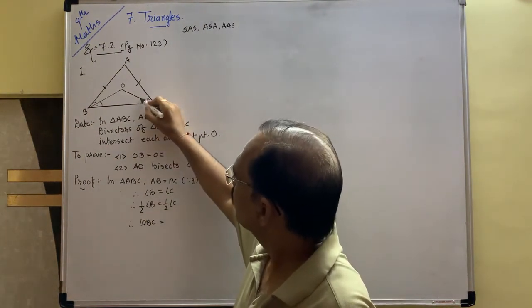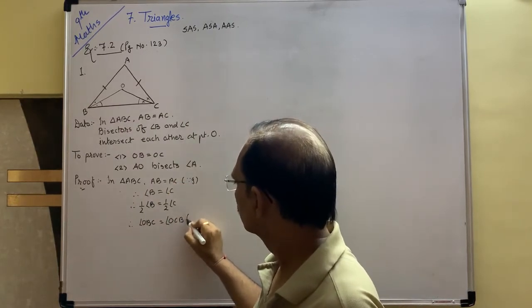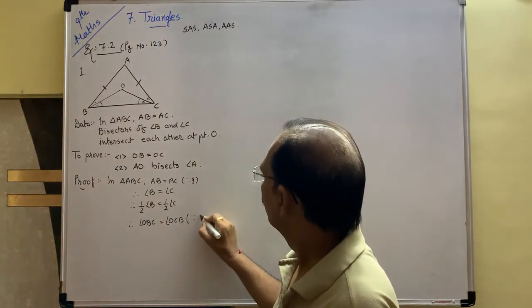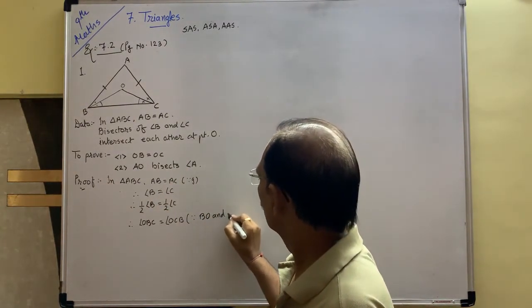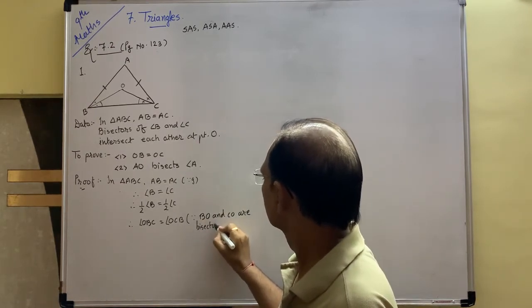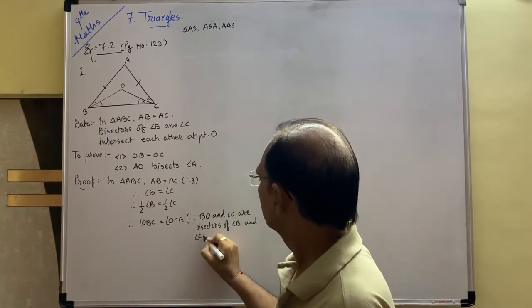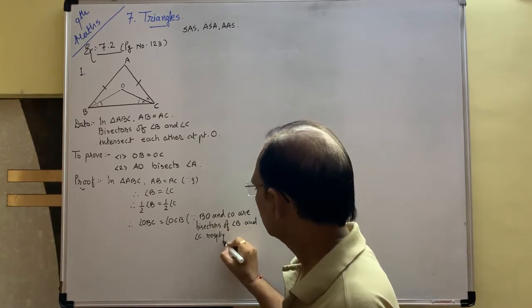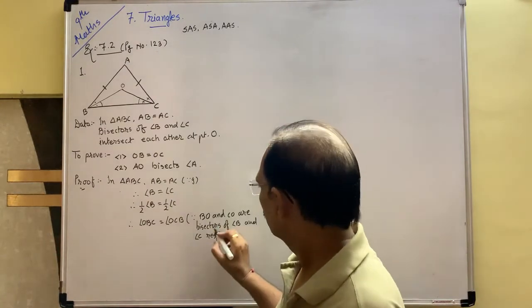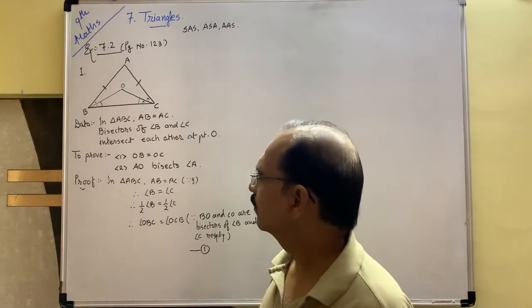And half of C similarly means OCB. The reason is what? What is given? BO and CO are bisectors of angle B and angle C respectively. This is given and that's why we can write this. Now call it result number 1. OBC equals OCB. We derived it.